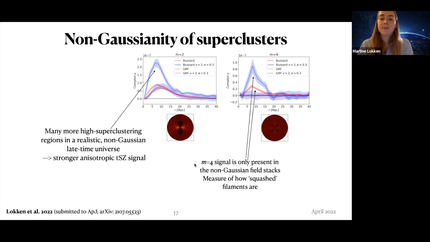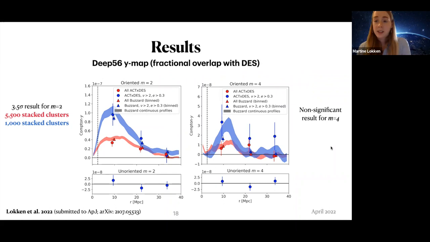So applying all of this to the real data, these are the results that we got from our recent paper. In the red are 5,500 stacked clusters from DES, stacking the ACT Compton Y map. And then the blue is 1,000 clusters that remain after applying nu greater than 2 and e greater than 0.3 as our thresholds for high superclustering. So in the m equals 2 component on the left here, these profiles show that in general, in Buzzard, of course, we see this smooth signal. And then the round points are the actual ACT cross DES data, and they have a clear signal in both the non-thresholded and the thresholded regions. The triangles are the binned Buzzard data, just to make a direct comparison with the same binning, and they're in very good agreement.